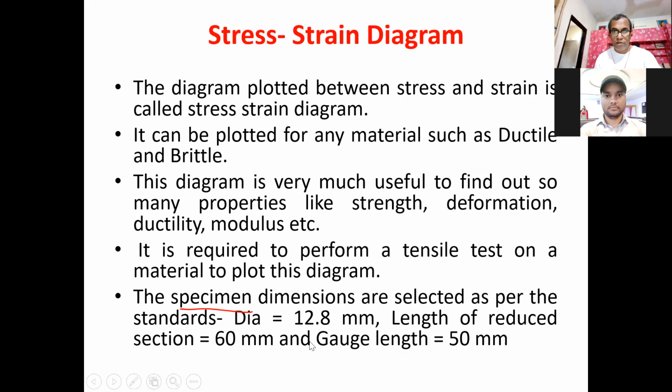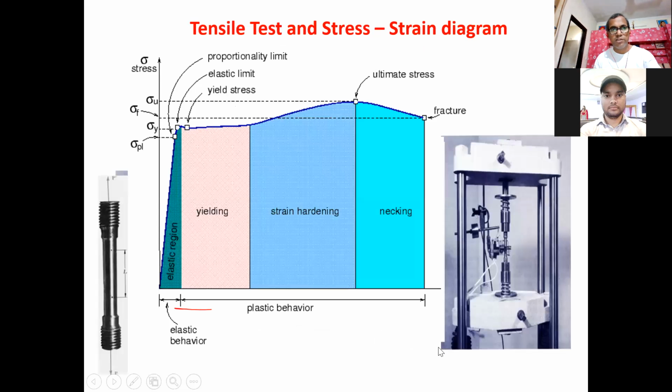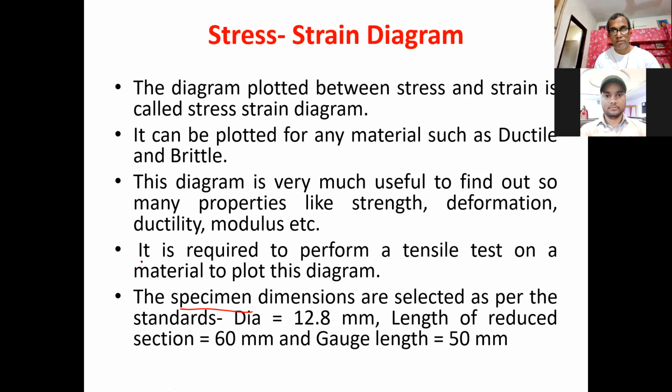Okay, so you'll see that the dimensions are like this: 12.8 mm dia, length of reduced section 60 mm, and gauge length is 50 mm. You'll see this is here. See, this is the diagram. Okay, you can see. So this particular is the gauge length. That is, I have shown you there 50 mm. You can see over here 50 mm.